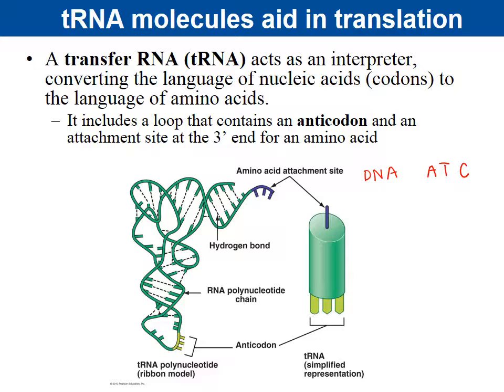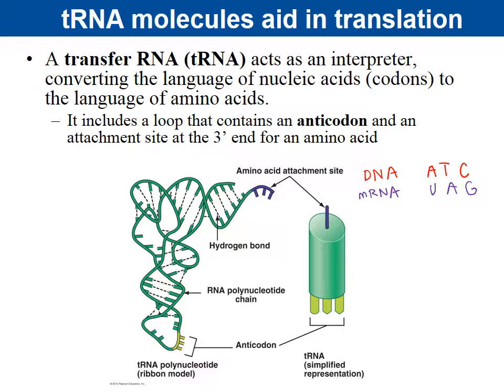If this is my template strand, that means that my mRNA is going to be complementary. So A is going to pair with U, T is going to pair with A, C is going to pair with G. So this is my mRNA, and that mRNA is going to be your codon.